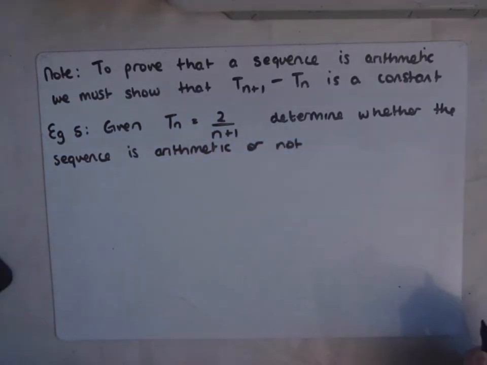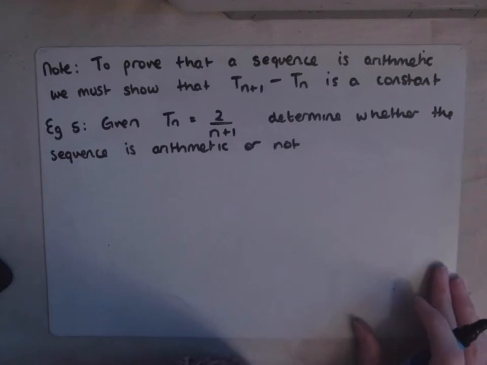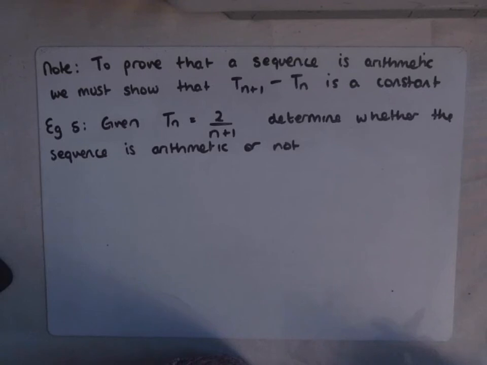Okay, so all they've given me is Tn equals 2 over n plus 1. Determine whether the sequence is arithmetic or not. So I have my Tn and it's got n's in it. Now to do this, you're going to find out what T of n plus 1 is. You're not going to try and get a pattern of numbers here. You're actually going to leave your Tn and your T of n plus 1 with n's in it.